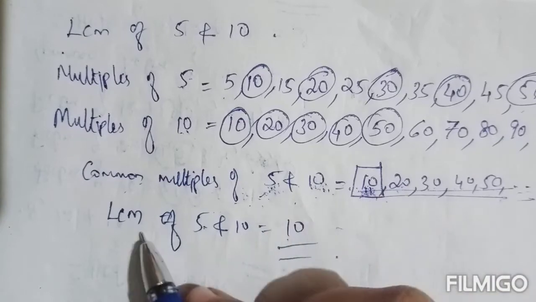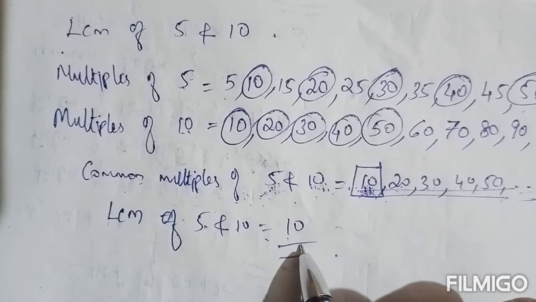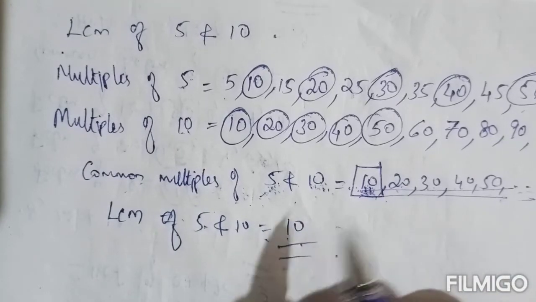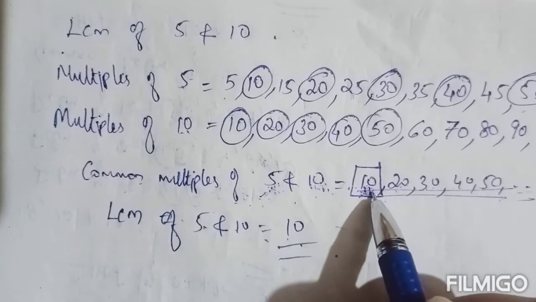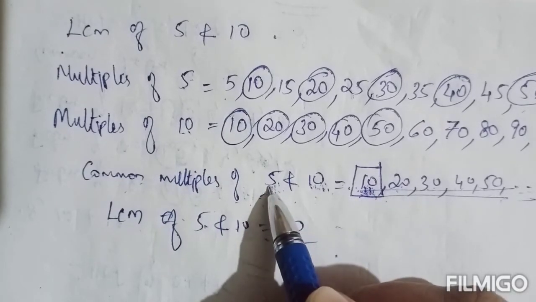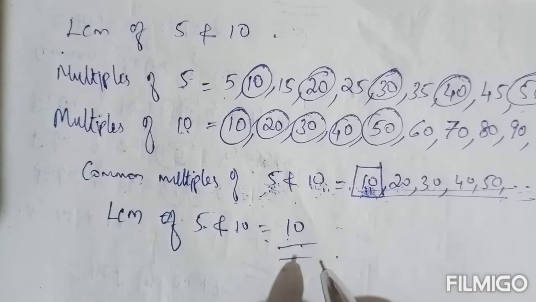That's why LCM of 5 and 10 will be 10. Okay, so LCM is the least number that is a multiple of both the given numbers.